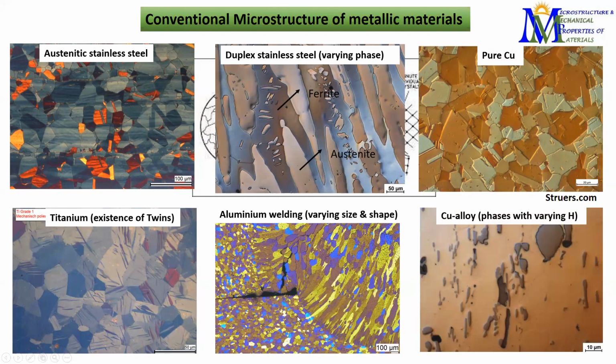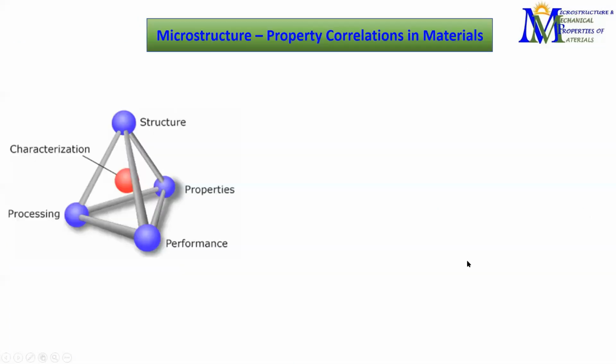So eventually the entire properties of these materials are dependent on the variation in the grain structure, shape, size, and morphology, as well as the presence of different phases in the structure. Based on this, there is a very famous microstructure-property tetrahedra, which explains that when we have some kind of structure, it can have different kinds of properties.